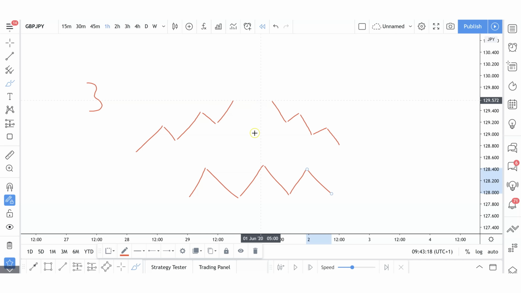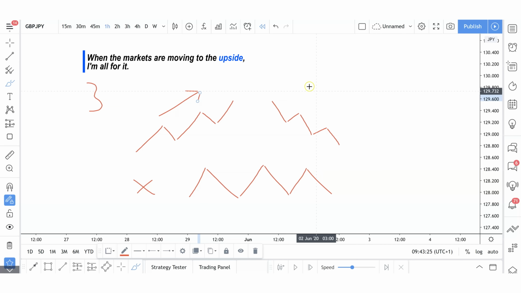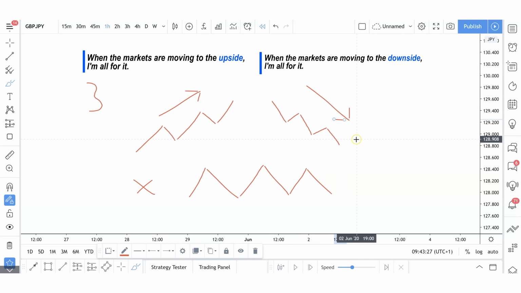So for me personally, when it comes to ranging markets, this is something I don't mess around with. When the markets are moving to the upside, I'm all for it. And when the markets are to the downside, I'm all for it.